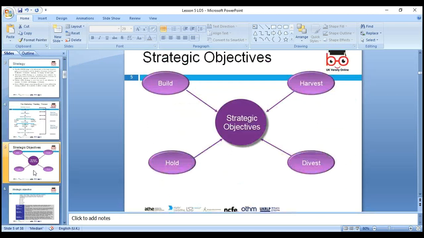Okay. Any questions? Anybody? Any questions, guys? If not, okay. Next, now we are looking at the strategic objective, the long-term objective.